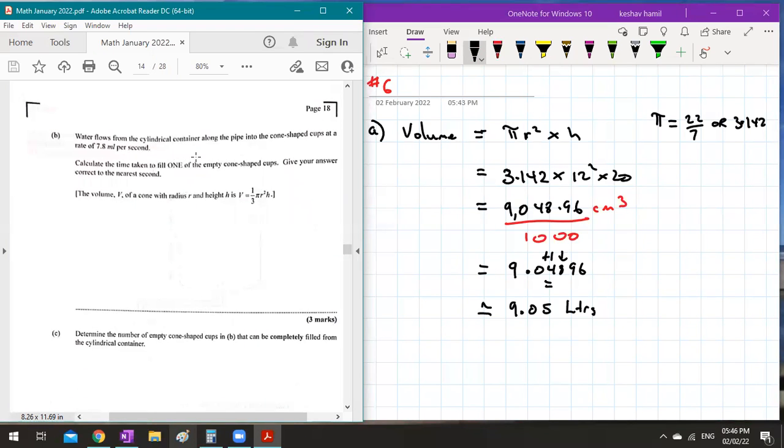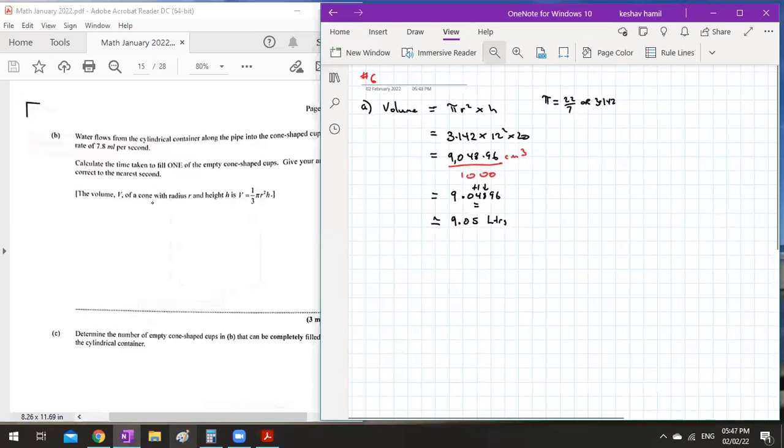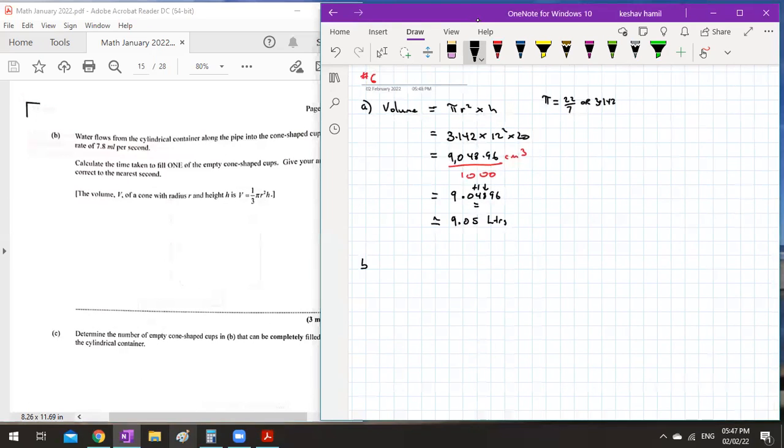Water flows from the cylinder container along the pipe into the cone-shaped cups at a rate of 7.8 milliliters per second. Calculate the time to fill one empty cone-shaped cup. Now, in order to do this, you have to calculate the volume of the cup first, right? So the volume of the cup.